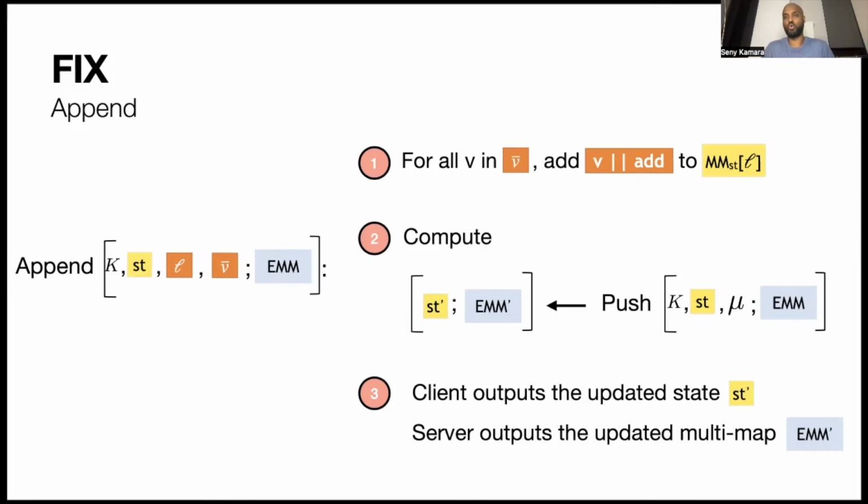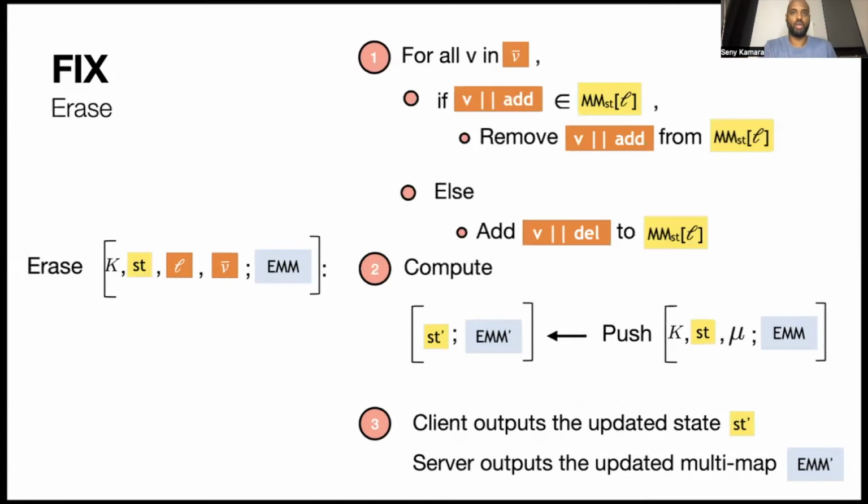I'm going to store them in my local multimap. I'm going to associate them with the label L. Okay, and then I'm going to run a push algorithm. I'm going to describe how the push algorithm works later. Okay, so that's it. So the add protocol is fairly simple up to this point.